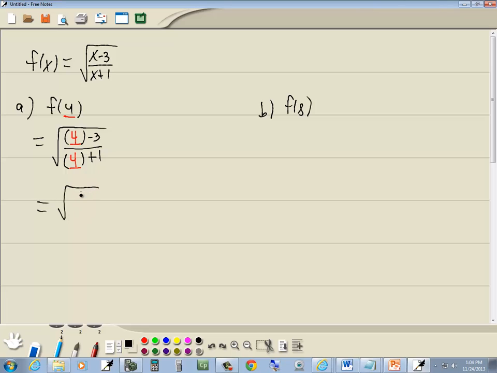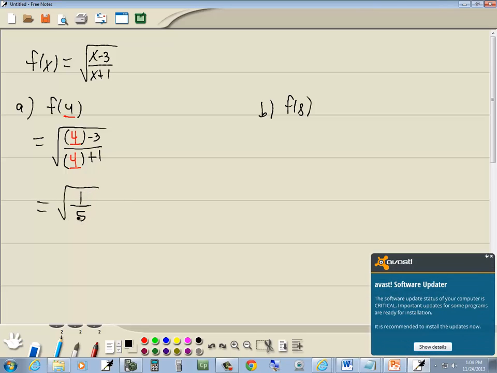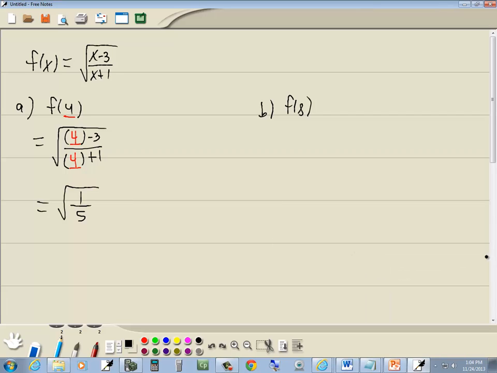Well, 4 minus 3 is 1. 4 plus 1 is 5. Now, we can't have a fraction inside of a square root, so we'll split it up. We'll put a square root around the top, and we'll put a square root around the bottom. Well, square root of 1 is 1.